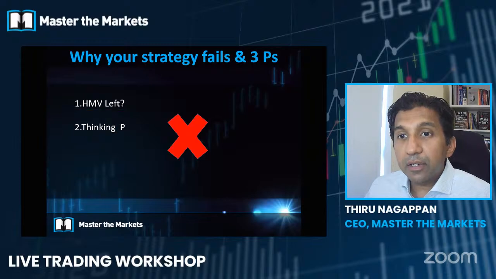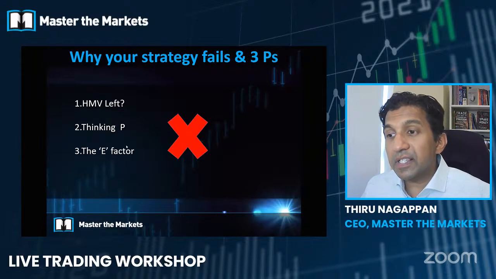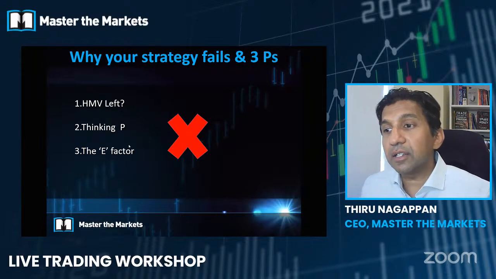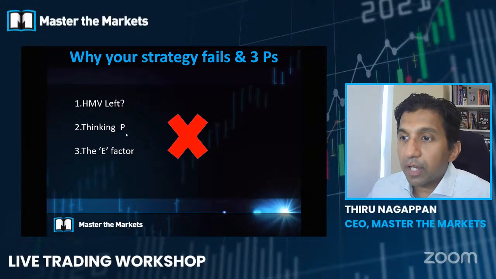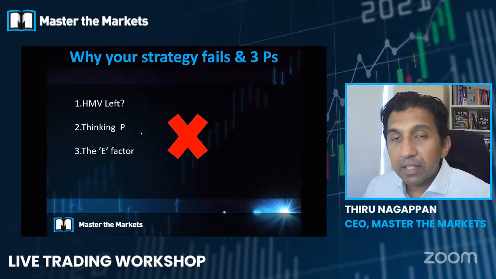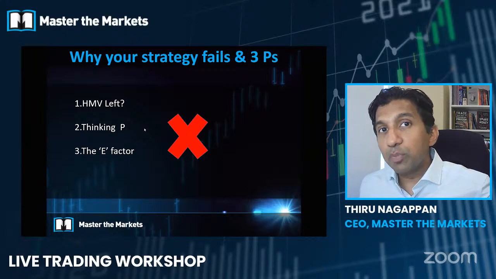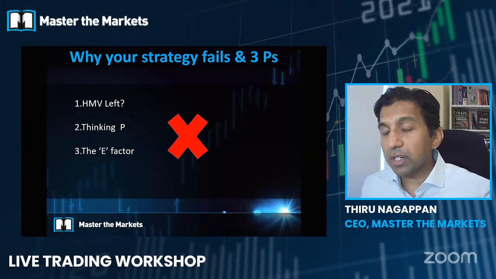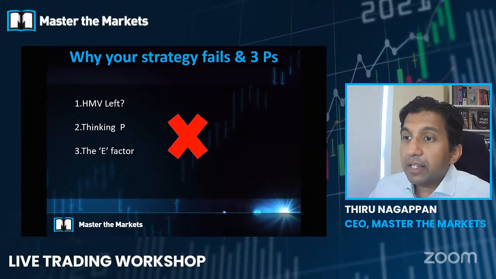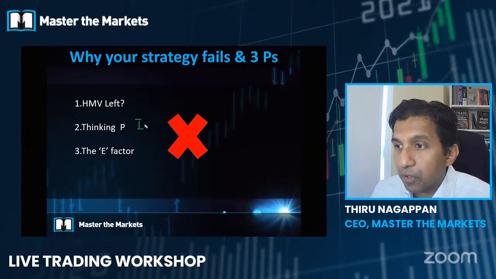And then the third thing that keeps them in inconsistency is the E factor, which I'm going to be talking about as well. Without that, your strategy will keep breaking down, and you'll be chasing strategy after strategy. These are the three main things that keep you in this inconsistency loop.